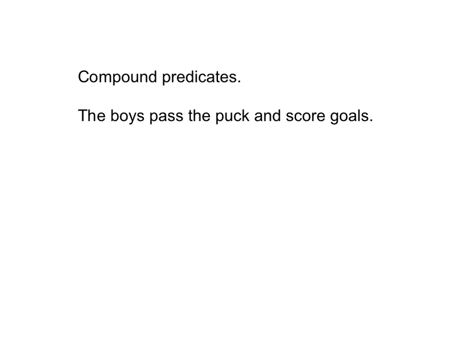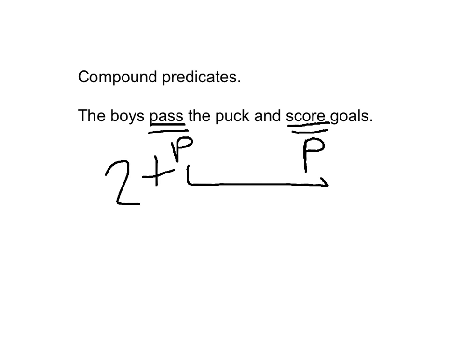Now remember, there'll be instances when we may have a sentence that contains compound predicates. Again, compound predicates just means there's two or more predicates in the sentence. So let's take a look at this one. The boys pass the puck and score goals. Again, the first thing you want to do is find the verb in the sentence. When I do that, the first verb I see, hopefully you saw the same one, is pass. I'm going to underline pass because that's an action verb, and that's one of our predicates. But the boys do more than just pass the puck. They also, right, score goals. So that's another predicate. Here's an example where we have two predicates in a sentence.